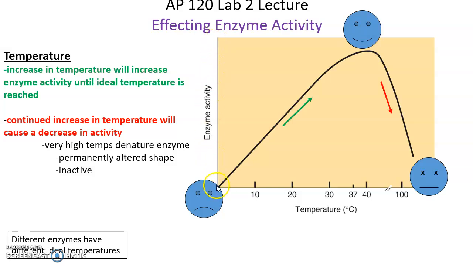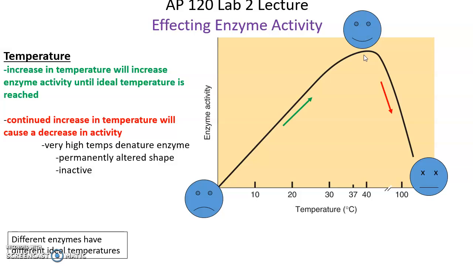Lower down, the slower it's working. And then temperature, 10 degrees, 20 degrees, 30 degrees, and so on. So temperature is increasing as we go to the right. So at low temperatures, the enzyme does not work that well. We don't get much chemical reaction. But as you raise temperature, you will speed up the chemical reaction until you get to the ideal temperature. At that temperature, the enzyme works the absolute best it can. That's why we got a happy face.